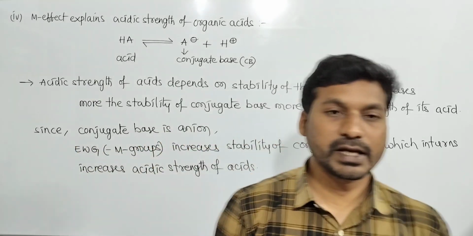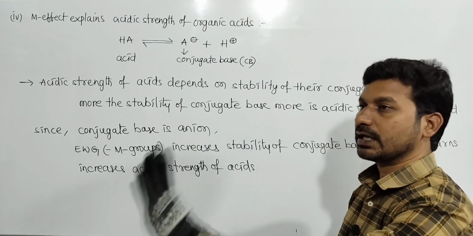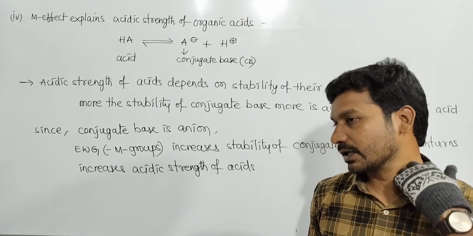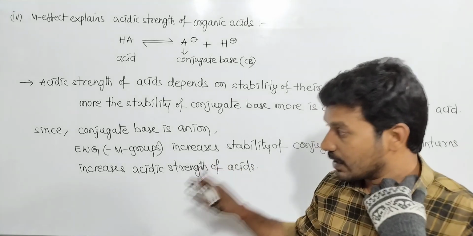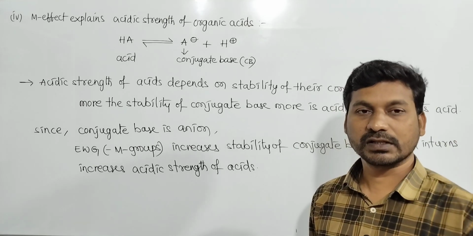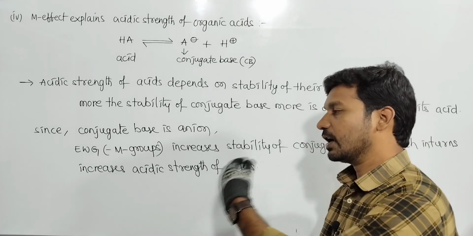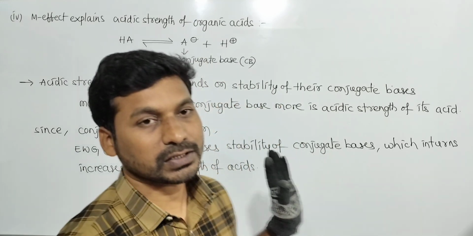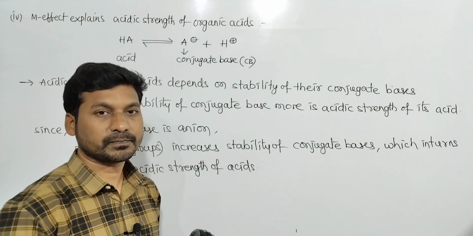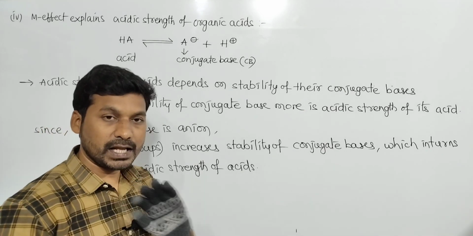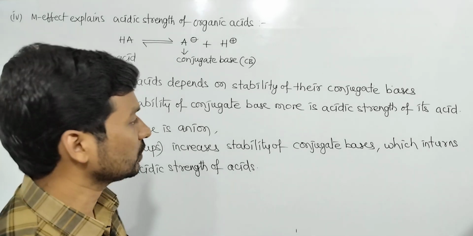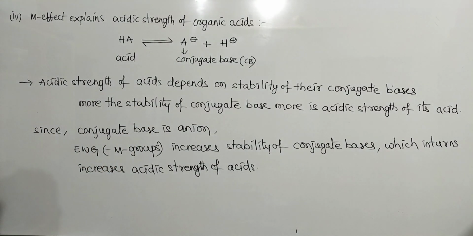Finally, what we can say: minus I groups increase acidic strength of acids. Minus M groups also. Minus I groups, minus M groups, electron withdrawing groups, increase acidic strength of acids. In inductive effect, minus I group increases acidic strength of acids. In mesomeric effect, minus M also increases acidic strength of acids. Okay, take this one, I will give some examples.